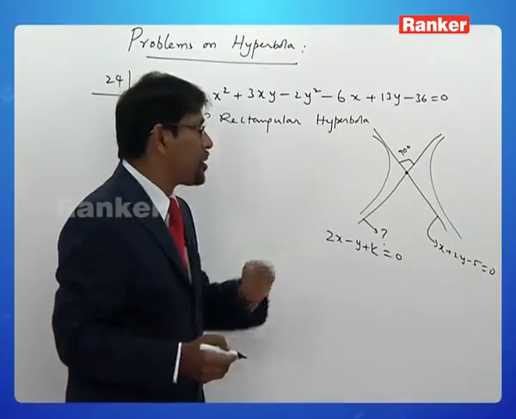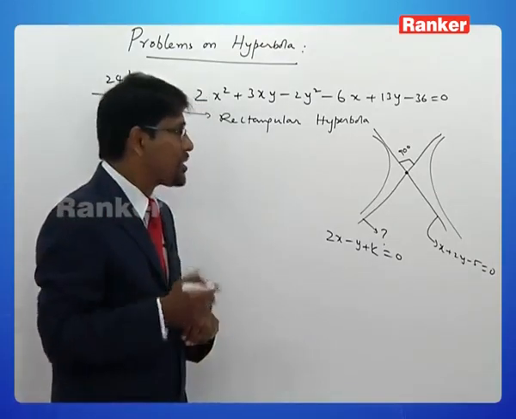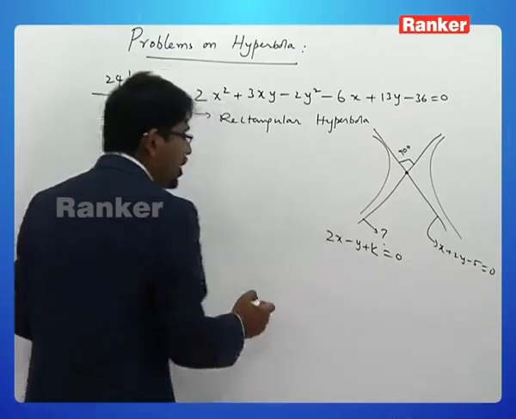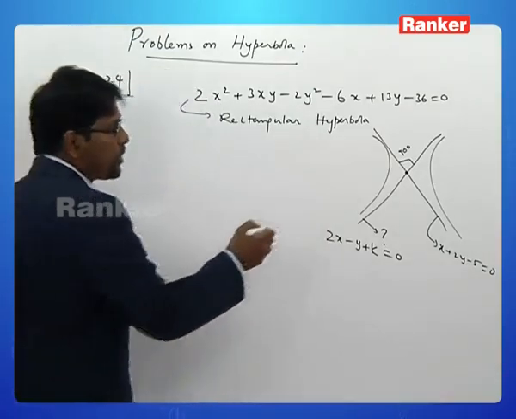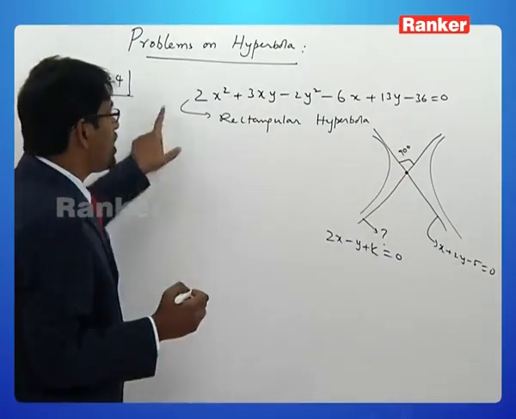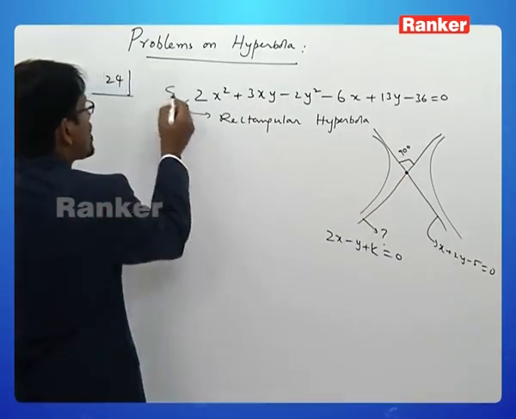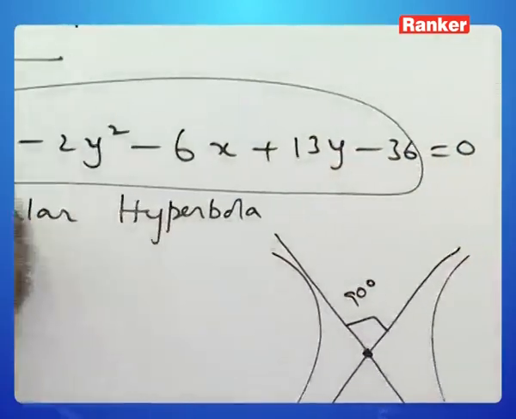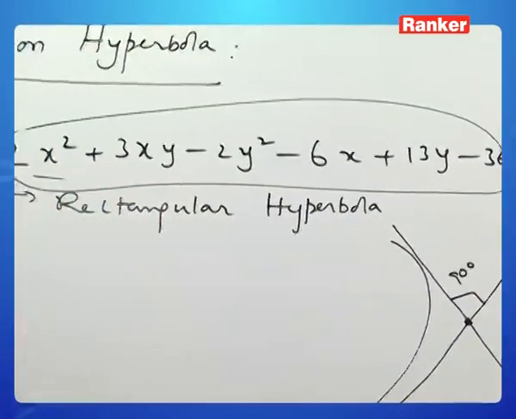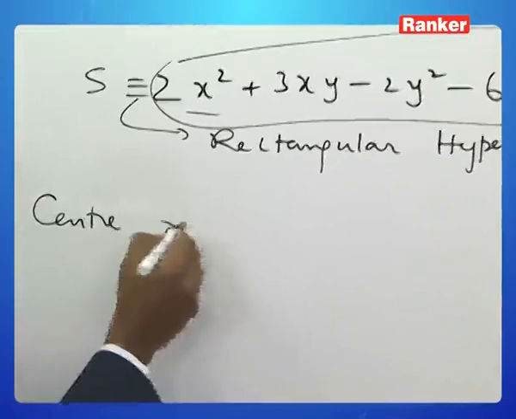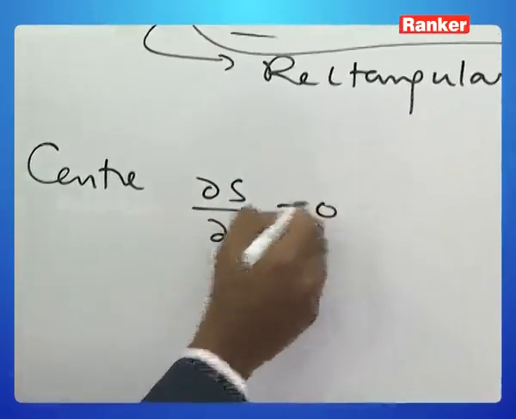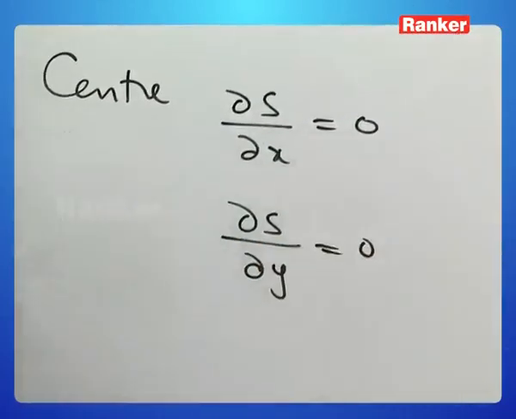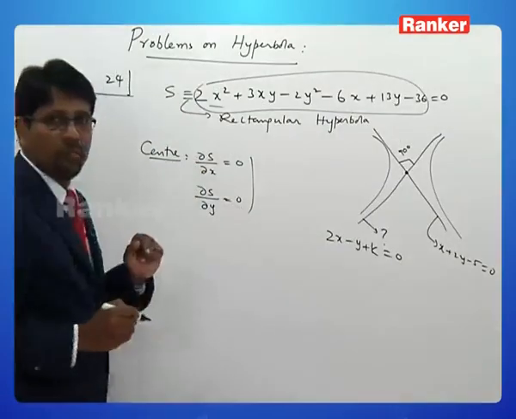By the way, what are asymptotes? Asymptotes are the lines which are tangents at infinity. Here now this 2x − y + k = 0 should be passing through the center of the hyperbola. What is the center of the hyperbola? If you call the second degree expression on the left hand side S, the center is given by solving ∂S/∂x = 0 and the partial derivative of S with respect to y = 0. If you solve these two equations, we will get the center.